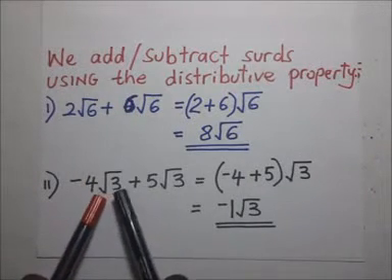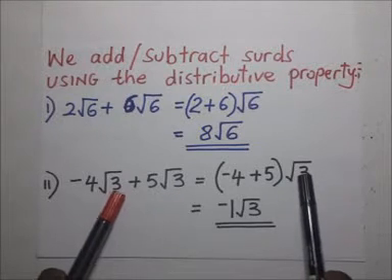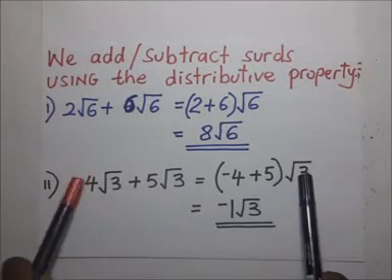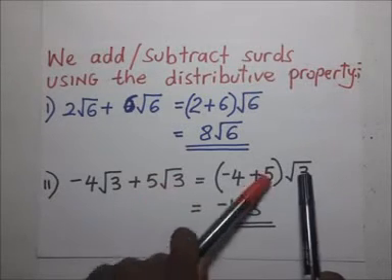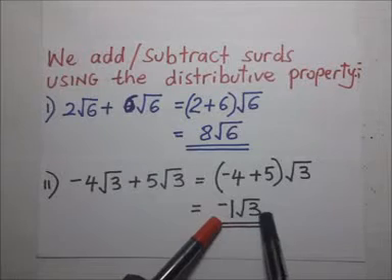Likewise here, we are having root 3 as the radicand. So we put this root 3 outside the brackets. And we are having negative 4, which is right there, and 5. It's more like factorizing out. And of course, negative 4 plus 5, you're getting negative 1 root 3.